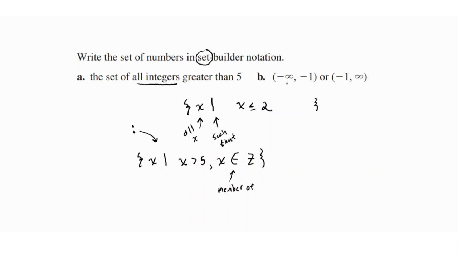We have negative infinity to negative 1 or negative 1 to positive infinity. In this case, we are dealing with all the real numbers except negative 1. Negative 1 is not included because of the parentheses there. So we could write this out as our set, all x such that x is not equal to negative 1. That would be one way to write that. So that would be set builder notation for our first couple examples. Let's try a few others.